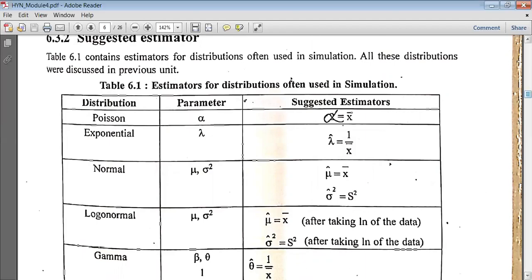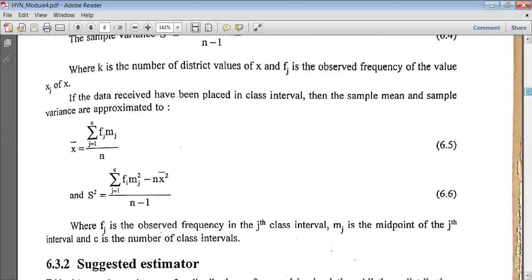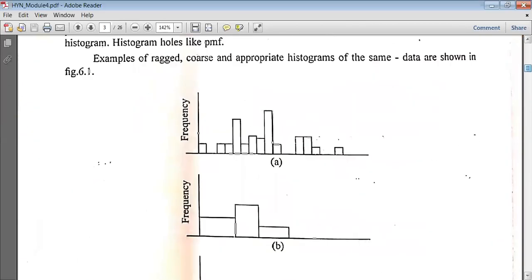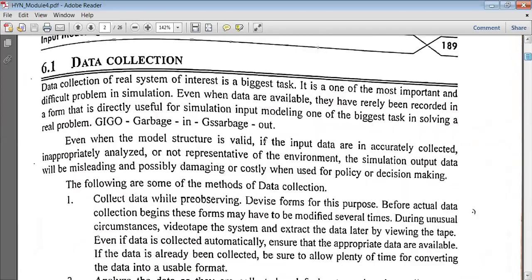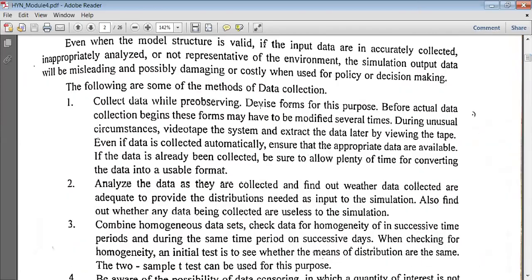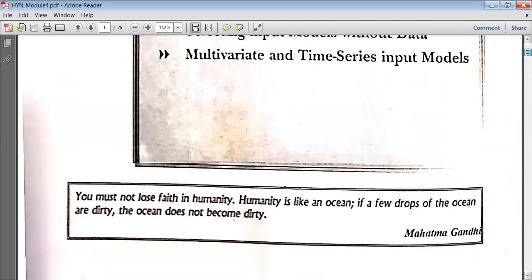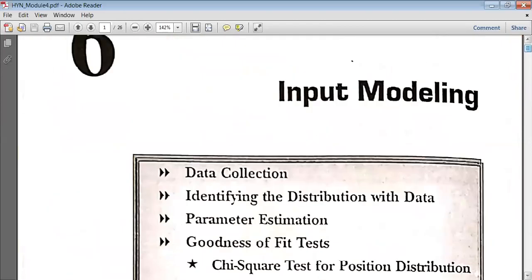This is one question, the problem on the chi-square test. Then input models without data, and also they will be asking you what the different methods of data collection are, that is, what the different methods of collecting data for input modeling are. Then you have to explain these 4 points. So this completes your syllabus and also your fourth module, which is input modeling.